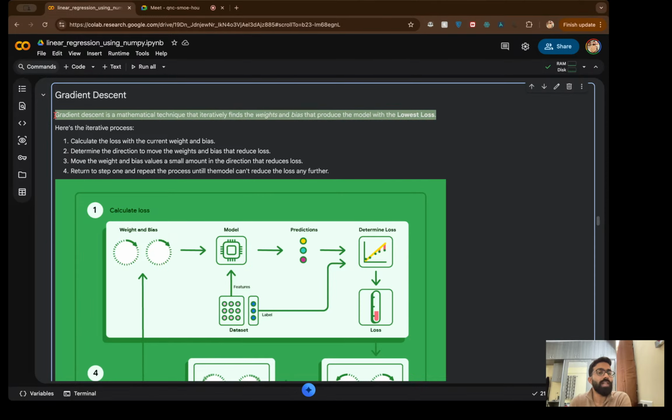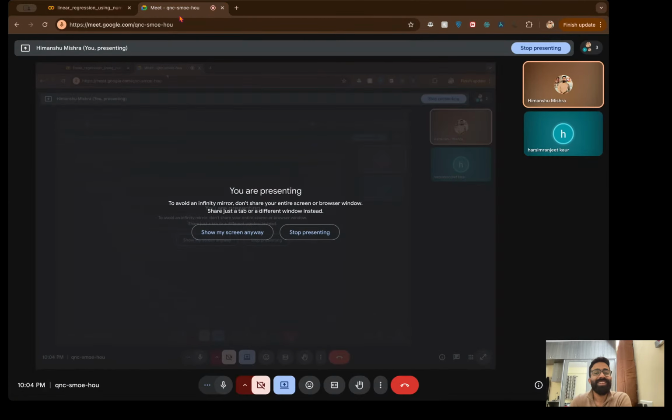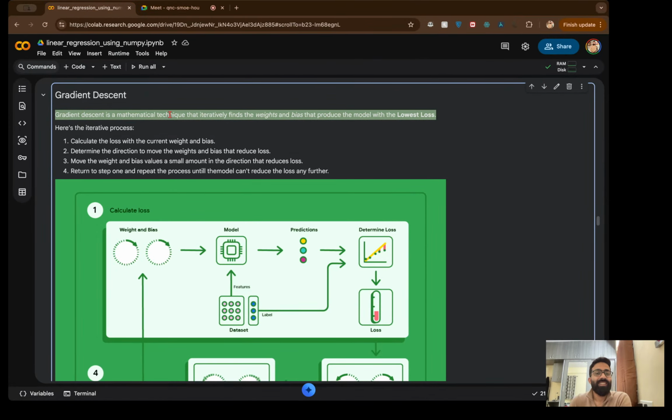So are we clear on this line, or should I repeat it again? Simran? Yeah, I can understand. Okay. So gradient descent is a mathematical technique that iteratively finds the weights and bias that produce the model with the lowest loss.